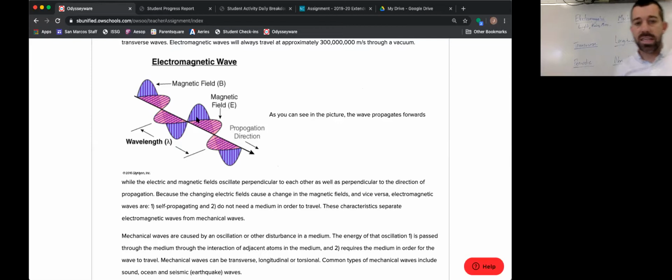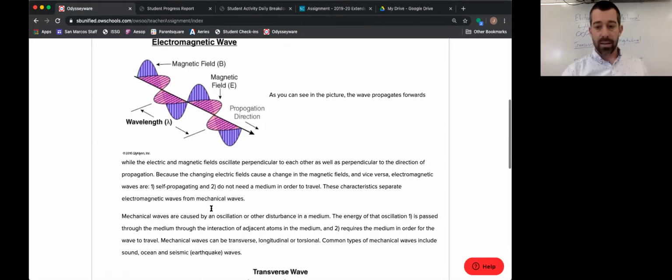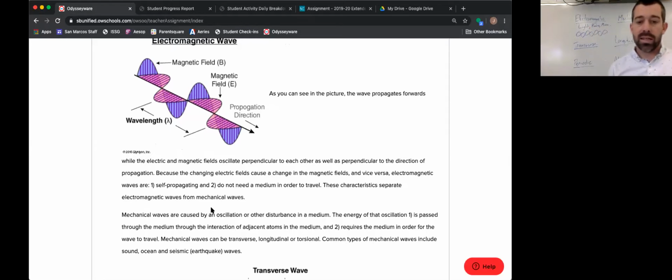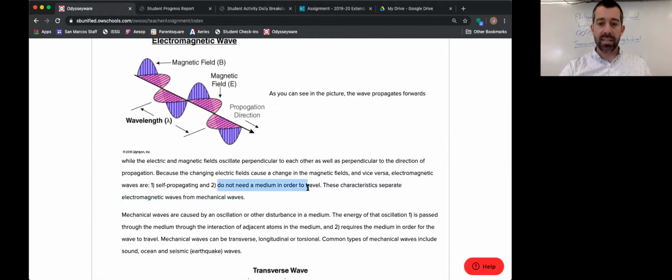The other thing we'll see about electromagnetic waves is that picture. We've got an electric wave going one way, up and down, and then we've got a magnetic wave going the other way. That's why they are electromagnetic. And the most important thing that it says here, kind of buried in this sentence, is that they do not need a medium to travel.